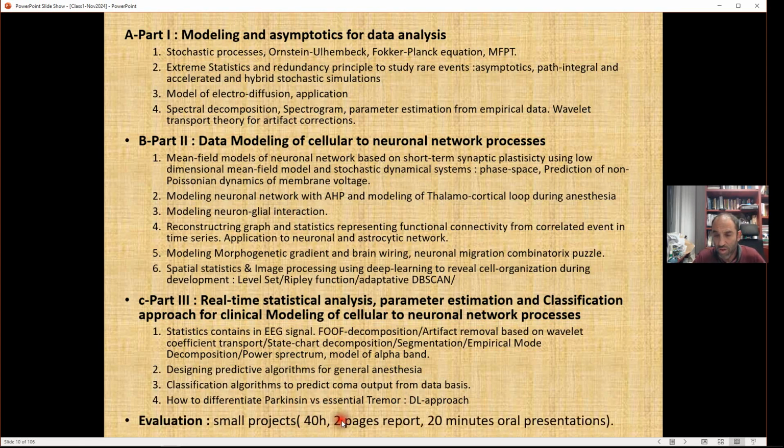The class evaluation is a project of about 40 hours. The result should be a 2-page report where each participant writes a title, puts their name, a little abstract, a little background, a results section, a little discussion, and one or two references. And then there's a 20-minute oral presentation in PowerPoint, followed by 10 minutes of questions.